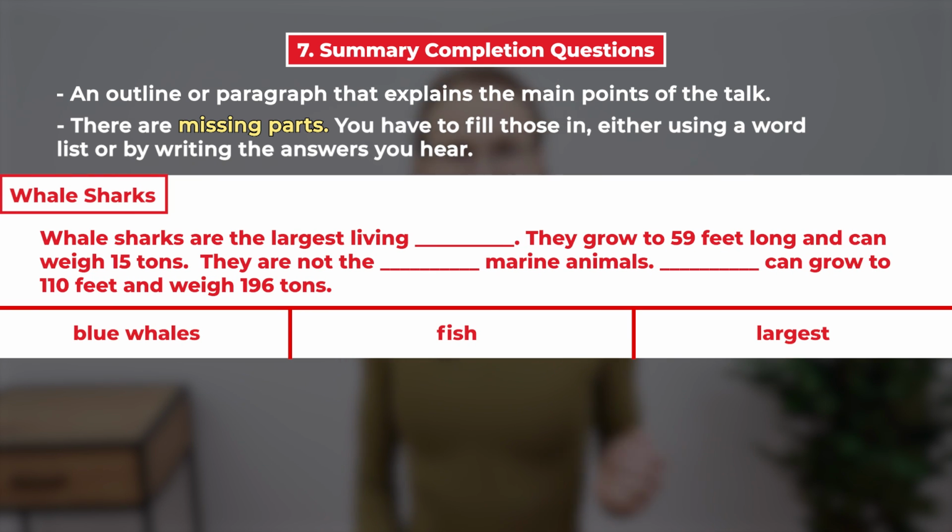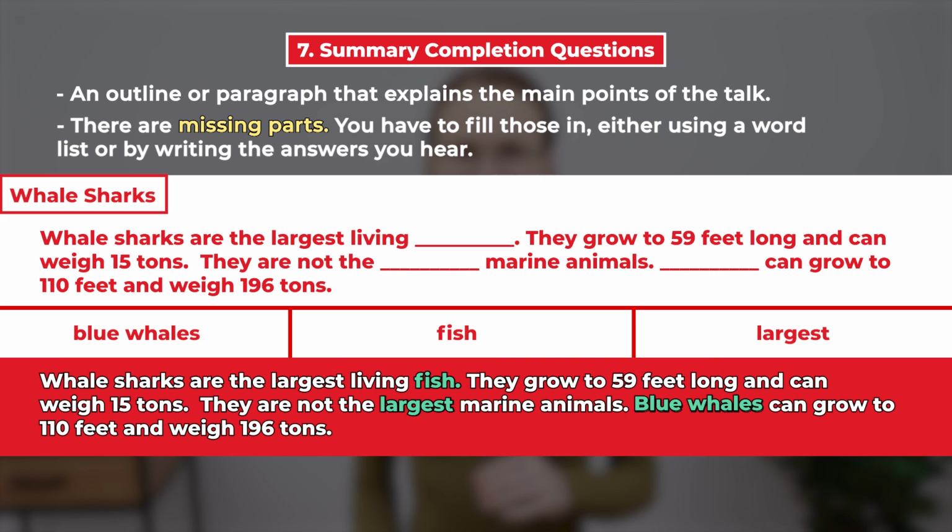Looking at this, you can see that the first blank is probably a noun, since largest living needs to refer to something. It could be blue whales or fish. The second blank has a "the" in front, but marine animals is a noun. You won't see two nouns in a row, so it has to be an adjective. The only one is largest. The third blank is the subject of the sentence, so it has to be a noun too. It's not a pronoun because it's a whole new animal that is not the whale shark. The completed summary looks like this.